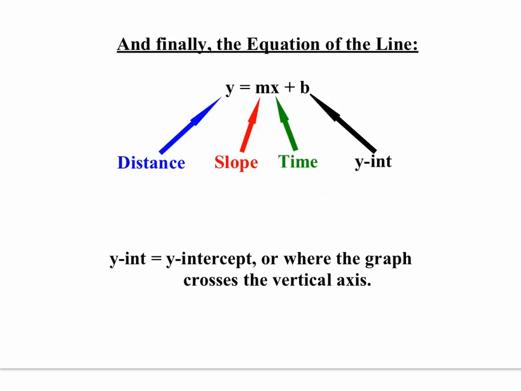Now for the equation of the line. In physics, we're always going to use this slope-intercept form, which you're probably familiar with as y equals mx plus b. But again, this is not an x and y graph. This is a distance and time graph where the slope tells us the speed.